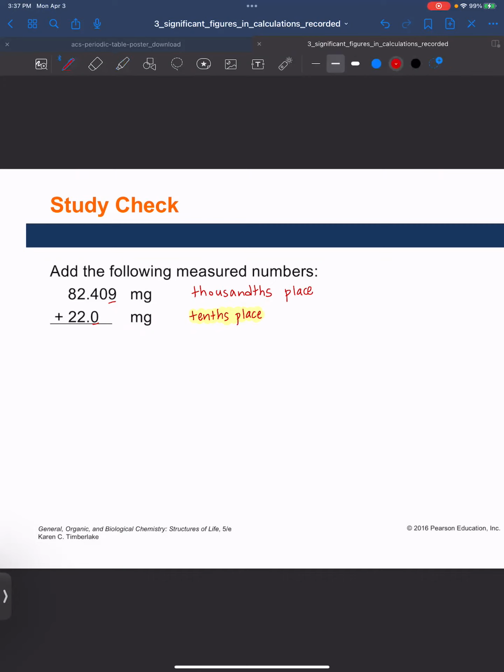When I plug this into my calculator, I get 104.4409 milligrams, but I need to report it to the tenths place. So I'm going to underline that number here. Look right next to it, it's a 0, which means we do not need to round up. And so the final answer will be 104.4 milligrams.